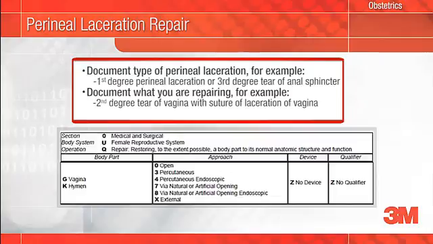Here you see the table the coder will use to construct a code. Note that the body part selected is vagina. The code for this procedure is 0UQGXZZ.